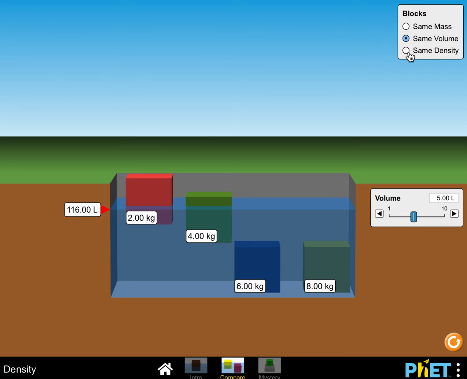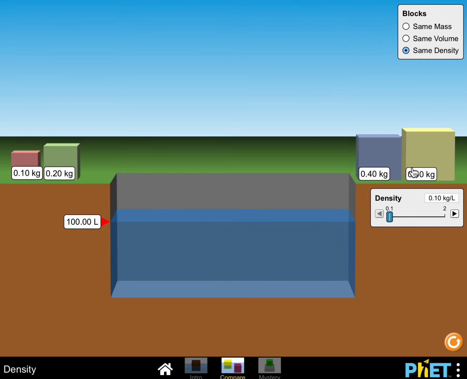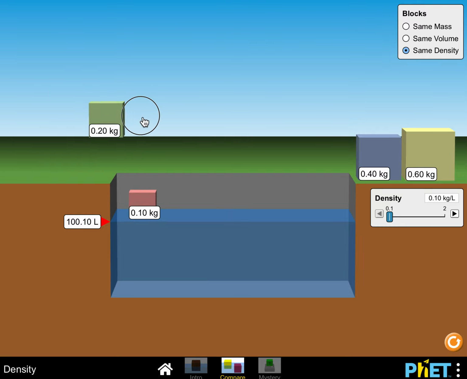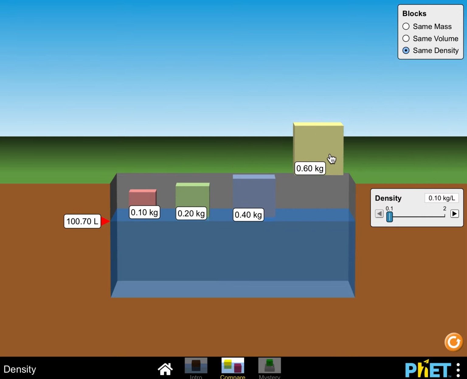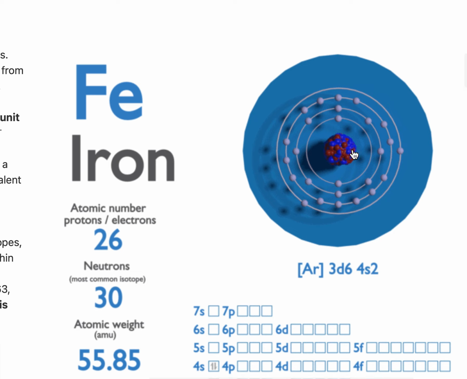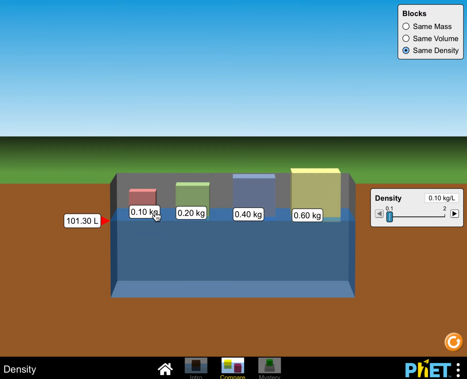So now let's take a look at this one here. So now all these objects have the same density, so let's see what happens. So in this case, they all float. So density then is a comparison of the amount of atoms that are inside, the amount of stuff that's inside of you, the numbers of protons, or the amount of mass. So it compares that to how that stuff is spread out in the volume.